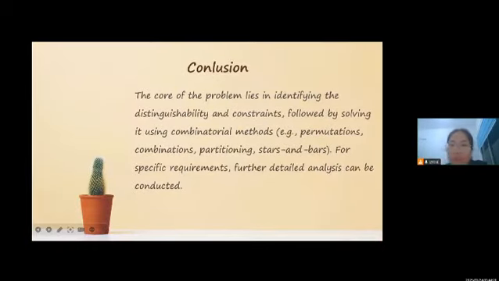The core of the problem lies in identifying the distinguishability and contrasting, followed by solving it using combinatorial math for special requirements, by which a detailed analysis can be conducted.